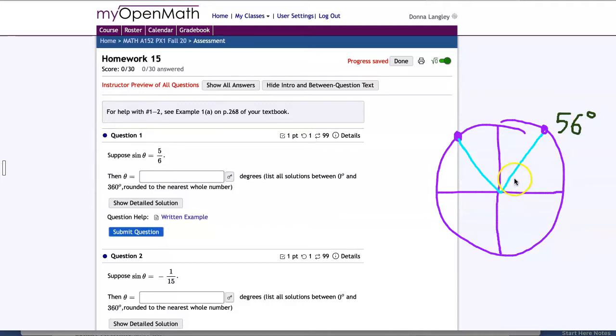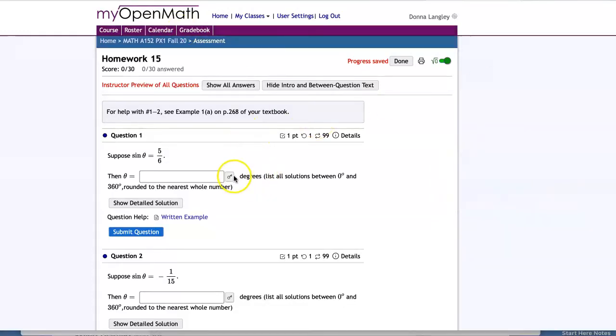Now note the angle that is formed here, this 56 degree angle, would need to be congruent to the angle over here. So these are both 56 degree angles. So then how do we get this value right here? This value is 180 degrees minus 56. So that's 124 degrees, right? 56 degrees and 124 degrees.